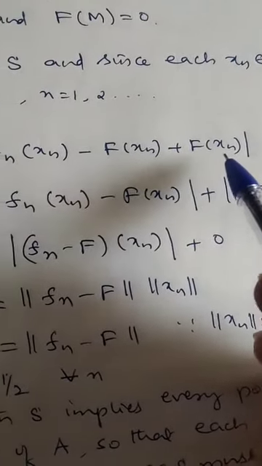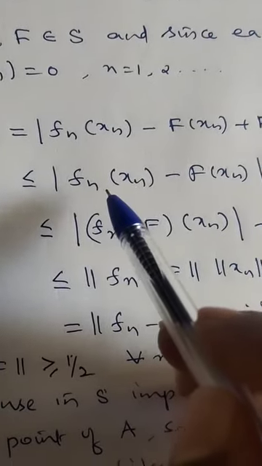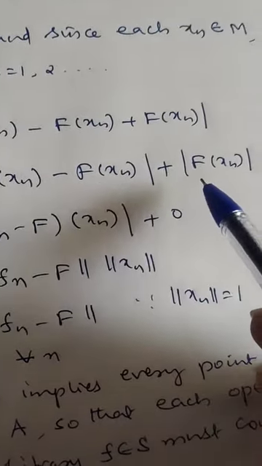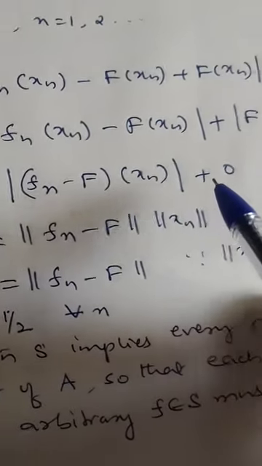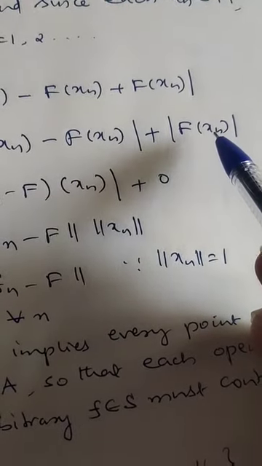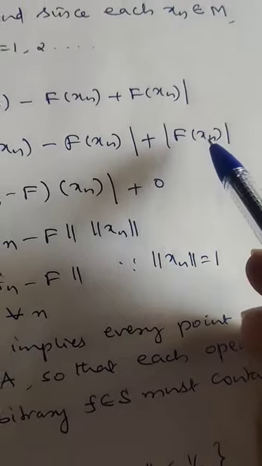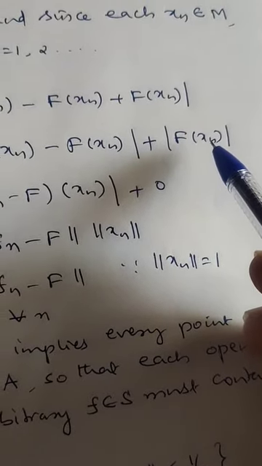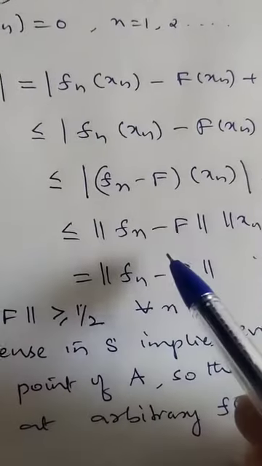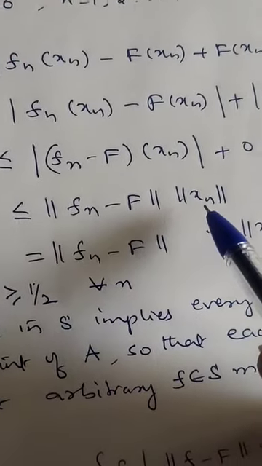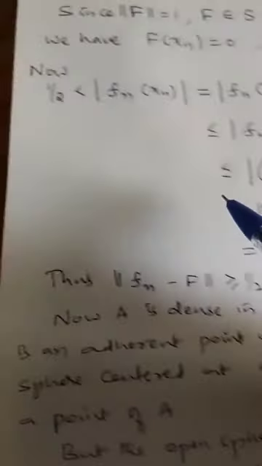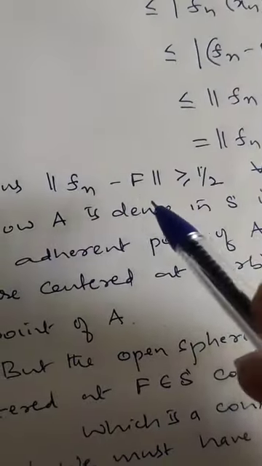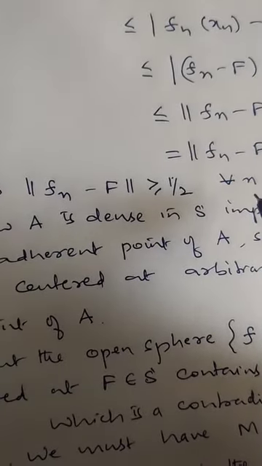I add and subtract these two terms. So this is less than or equal to norm of Fn minus f of xn plus norm of f of xn. Because xn belongs to M, f of xn is 0. So this is less than or equal to norm of Fn minus f into norm of xn. But norm of xn is equal to 1. Therefore this is equal to norm of Fn minus f, which means norm of Fn minus f is greater than or equal to 1 by 2 for every n.